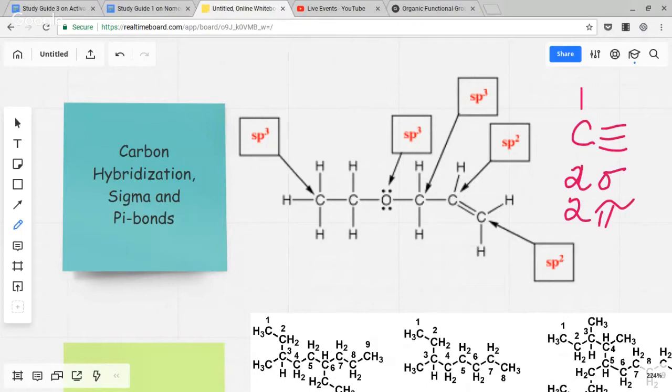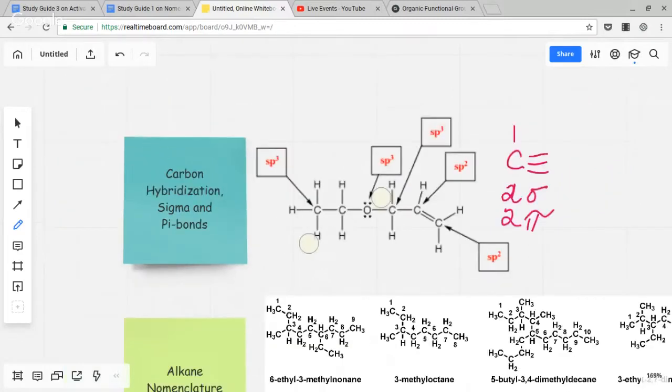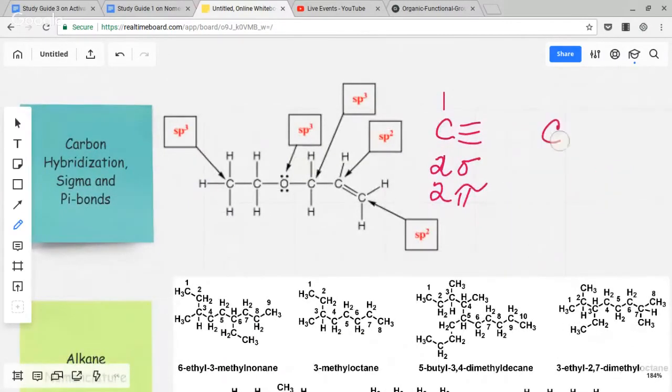Okay? Will it still be the same if you have it like this? What if your structure will be 2 double bonds? If you have 2 double bonds, what's the total number of sigma and what's the total number of pi in this case? If you have 2 double bonds in your carbon, how many do you think you will have?